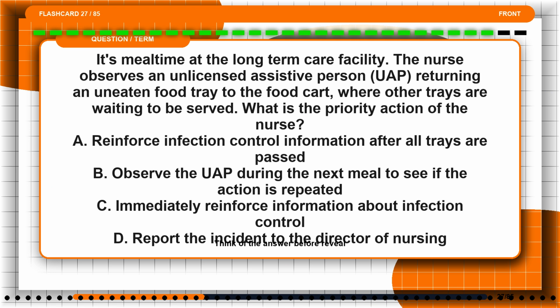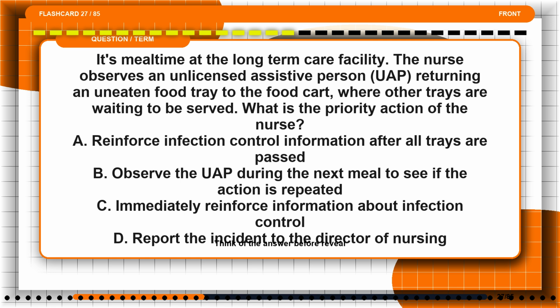It's mealtime at the long-term care facility. The nurse observes an unlicensed assistive person (UAP) returning an uneaten food tray to the food cart, where other trays are waiting to be served. What is the priority action of the nurse?